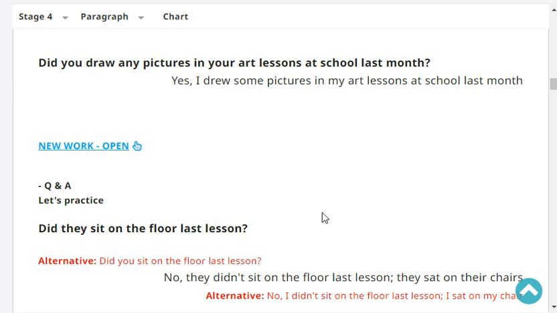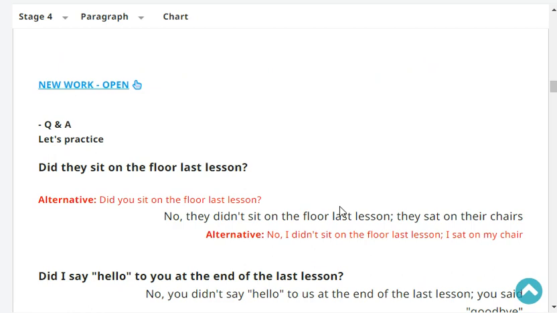Did they sit on the floor last lesson? No, they didn't sit on the floor last lesson. They sat on their chairs.